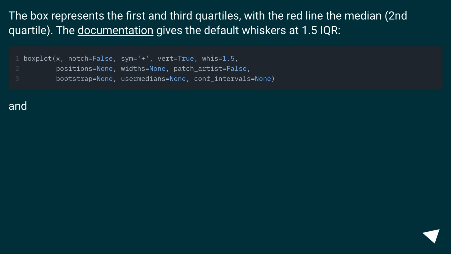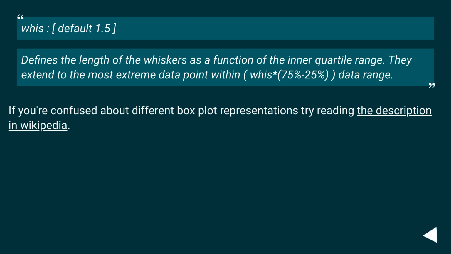The box represents the first and third quartiles, with a red line the median, second quartile. The documentation gives the default whiskers at 1.5 IQR. And whis, default 1.5. Defines the length of the whiskers as a function of the interquartile range. They extend to the most extreme data point within whis times the 75% to 25% data range. If you're confused about different boxplot representations, try reading the description in Wikipedia.